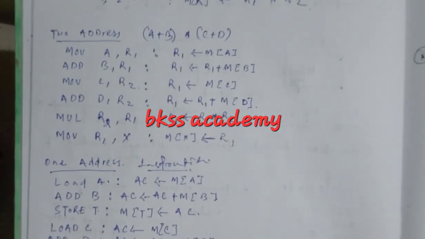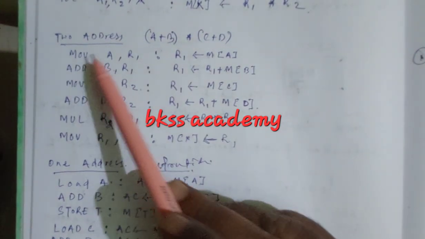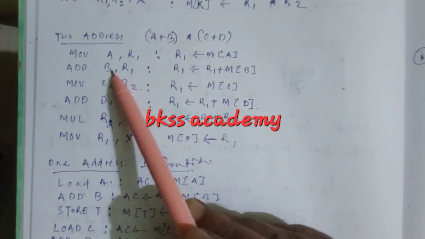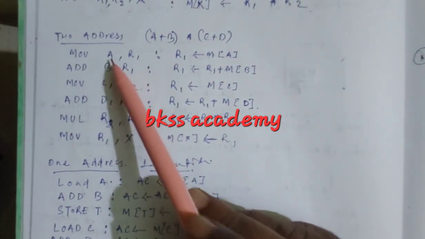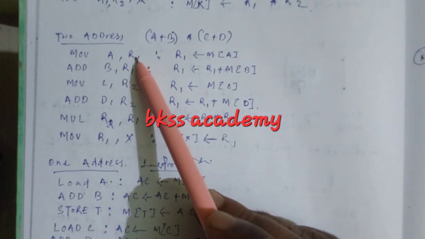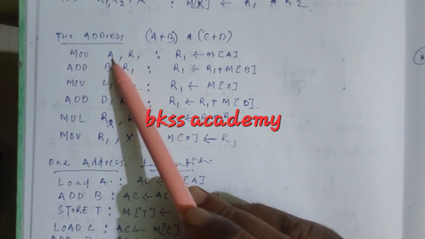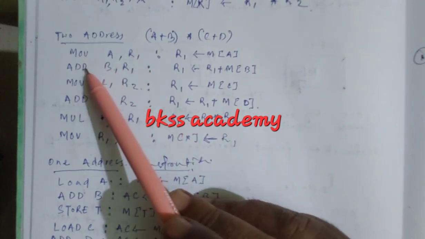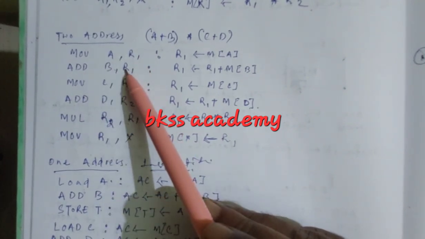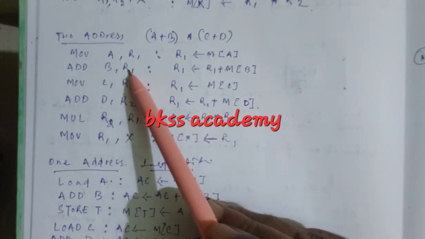Similarly, in 2 address: move a to r1, add b to r1. Move a to r1, that means a will be stored in r1. Then add b to r1, then b will be added to r1 and stored in r1.